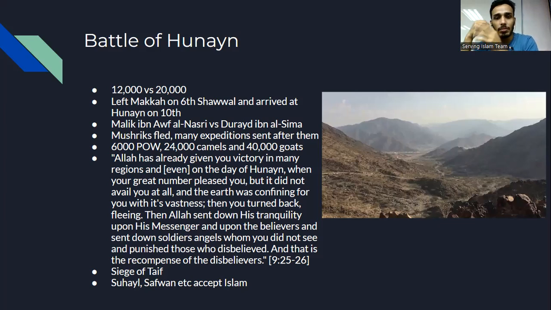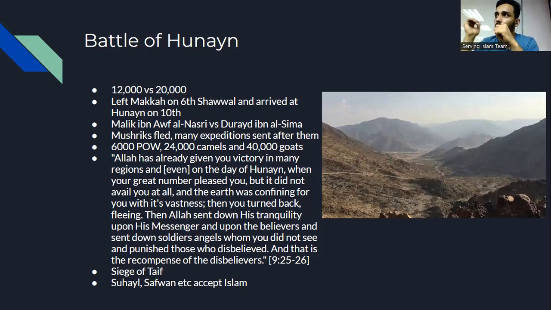So therefore, Muhammad then goes and chases them, and they go to Taif and lock themselves inside Taif. And Taif had thick walls, and a few years before the conquest of Makkah, Muhammad had asked the Sahabi to learn how to develop siege engines, because they had experienced battles against the Jews.